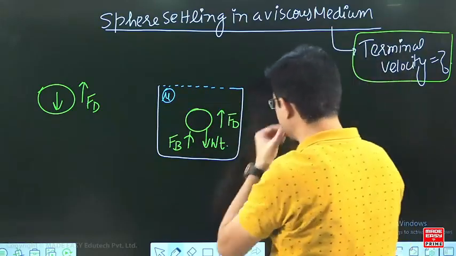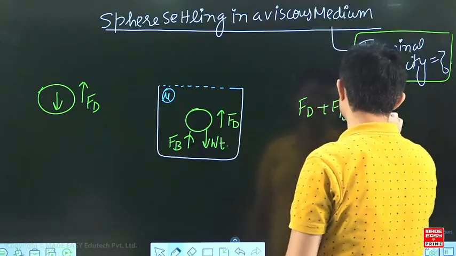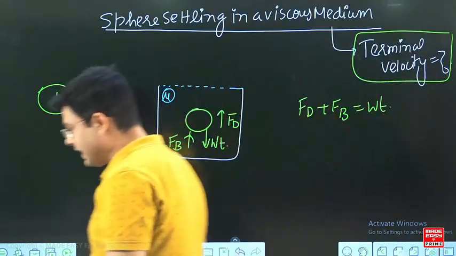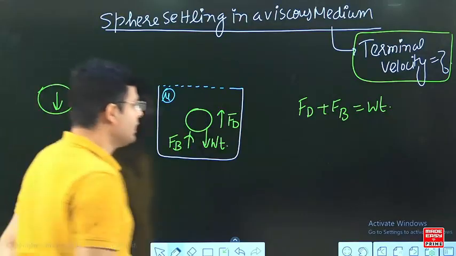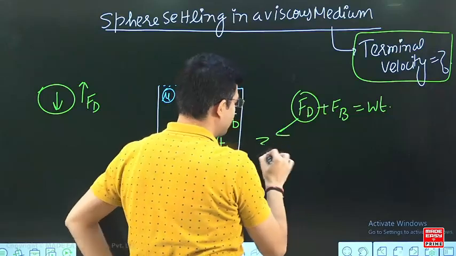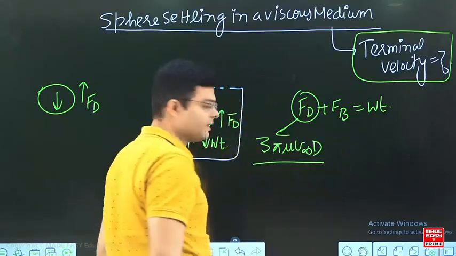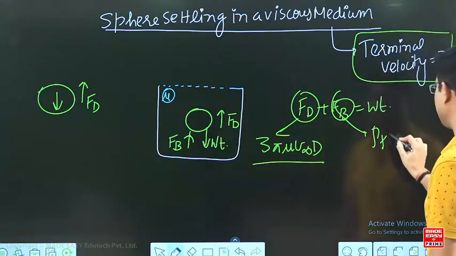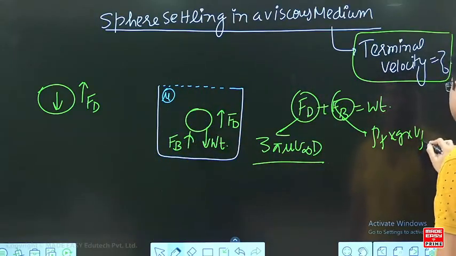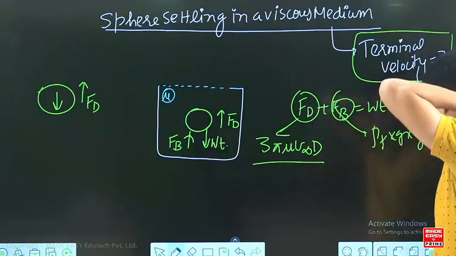So how to balance? Drag plus buoyancy is equal to the weight. Beta, what is the drag over the sphere? 3 pi mu u infinity into diameter. Just previously I have taught you. Buoyancy everybody knows: rho of the fluid into g into volume of the fluid displaced.